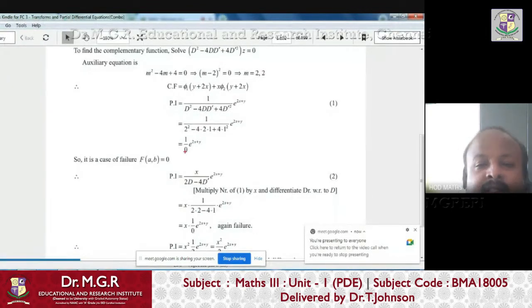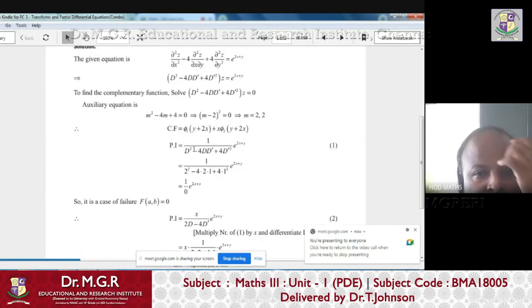There are several methods. One of the methods we discussed in the offline class. There is a straightforward formula, and we can directly substitute. For that we have to write the denominator in factor form. So what is the meaning of factor form?